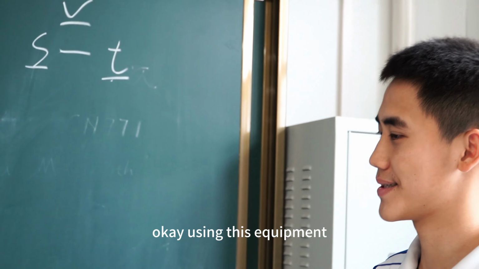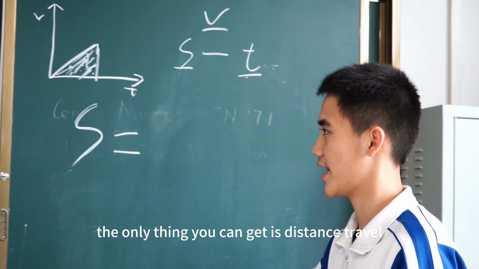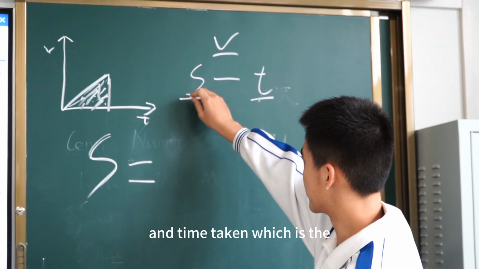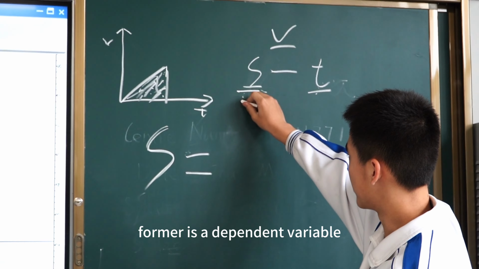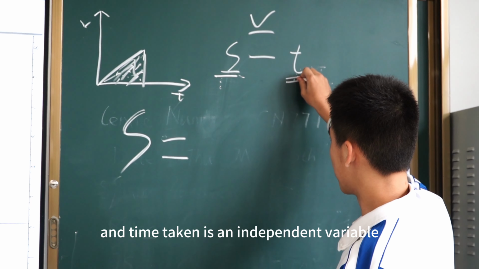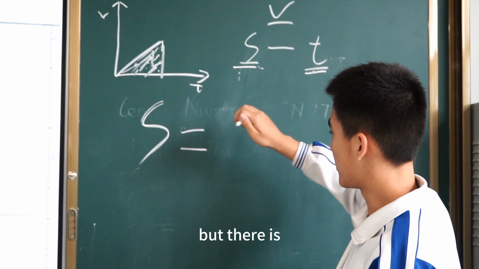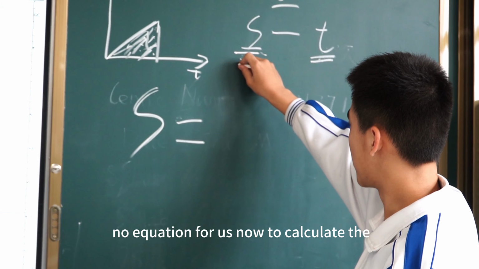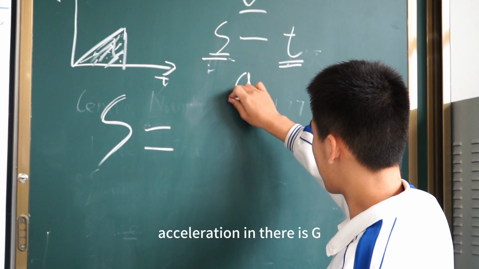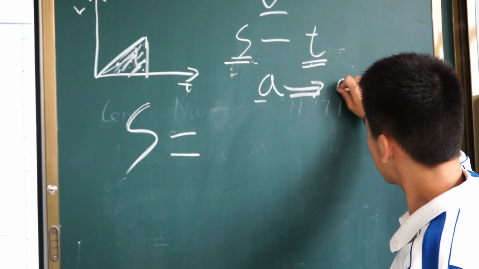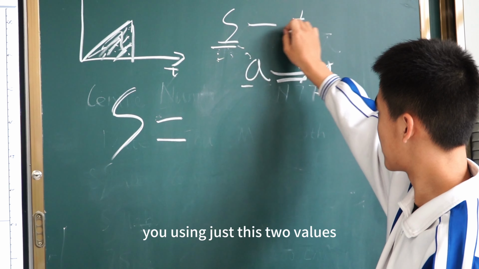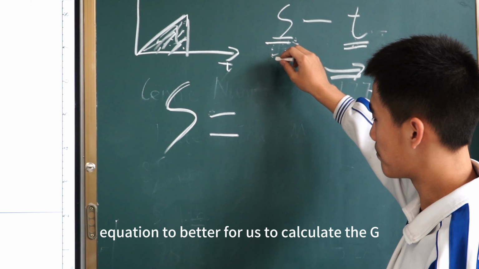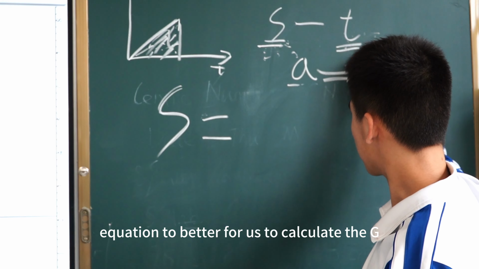Okay, using this equipment, the only things you can get are distance traveled and time taken, where distance is the dependent variable and time taken is the independent variable. But there is no equation for us now to calculate the acceleration, which is g, using just these two values. So we need to deduce an equation to better calculate g.